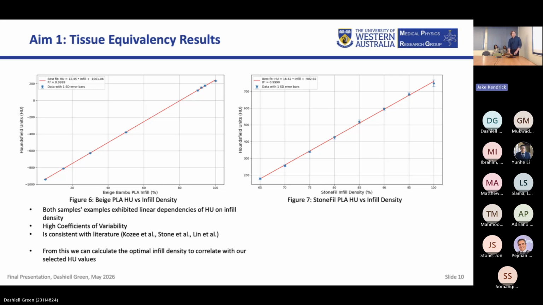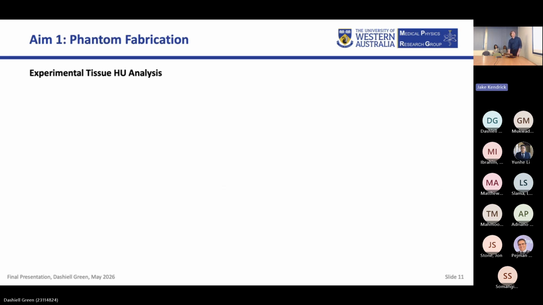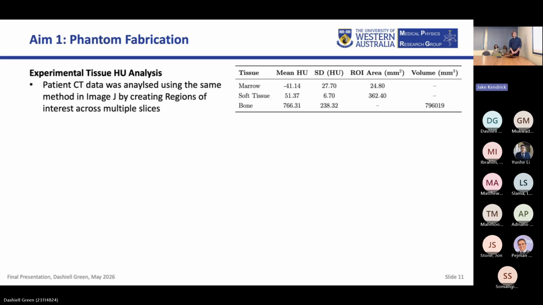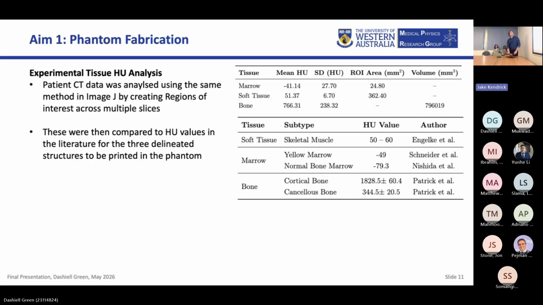And from this, we can calculate the optimal infill densities to correlate with our selected HU values. And so we needed to undergo an experimental tissue analysis. So a patient CT was analyzed to get HU values for specific regions. So this was the marrow, the soft tissue, and the bone, and these came to -41, 51, and 760-ish across these three regions. And these were compared to HU values found in the literature.